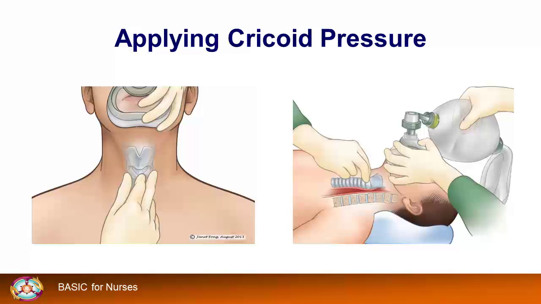So how do you apply cricoid pressure? Once you have located the cricoid cartilage, place your index finger over the cartilage and then place your thumb and middle finger on either side and apply moderate pressure. Do not release the pressure until correct placement of the ETT has been confirmed, the cuff has been inflated, and the doctor intubating the patient advises you to release the pressure.